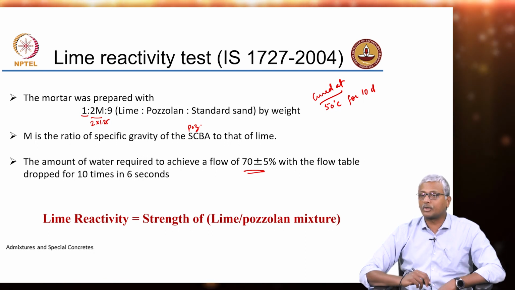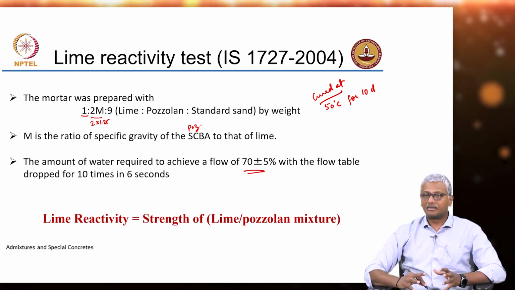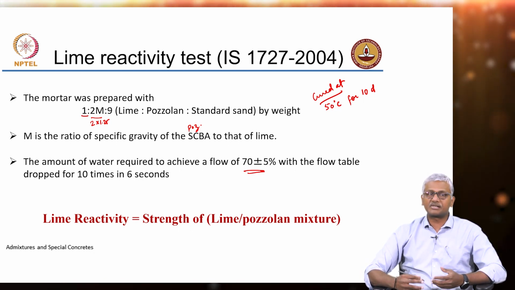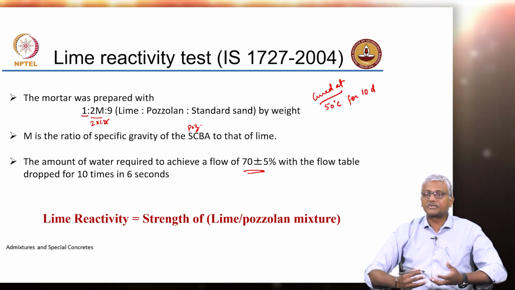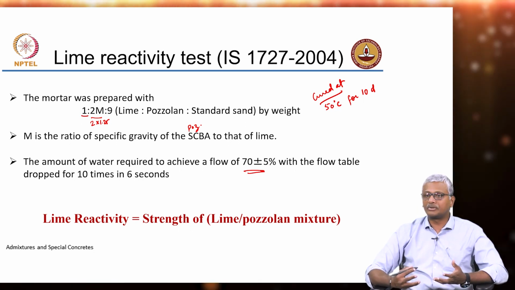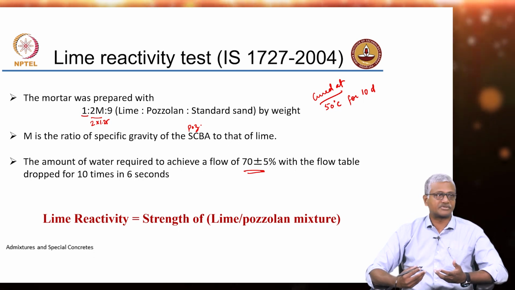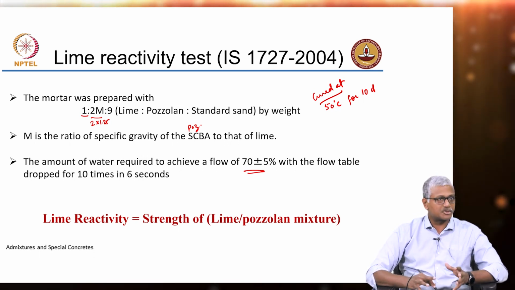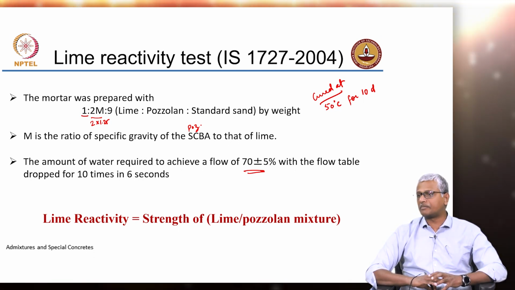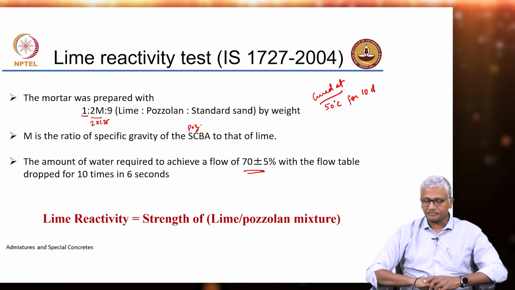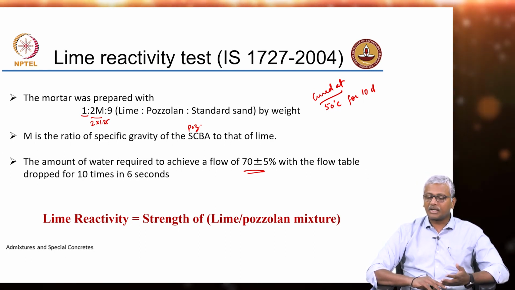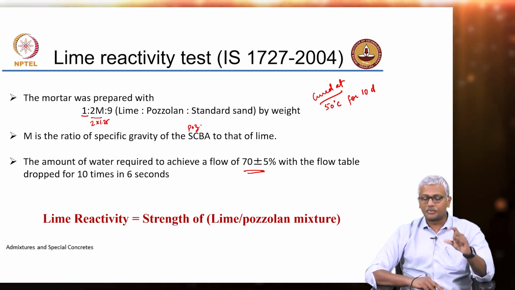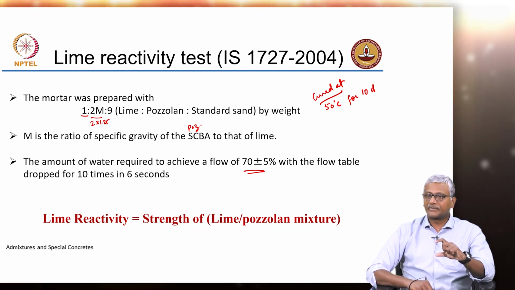Now, while you are curing at 50 degrees, it has to be in a water bath, or rather sealed, because otherwise you are going to start removing the water from your system. You do not want to do that. So, it has to be sealed to prevent any water evaporation from your mortar. Okay. Now, after curing at 50 degrees for 10 days, you take the cubes out and determine the strength.